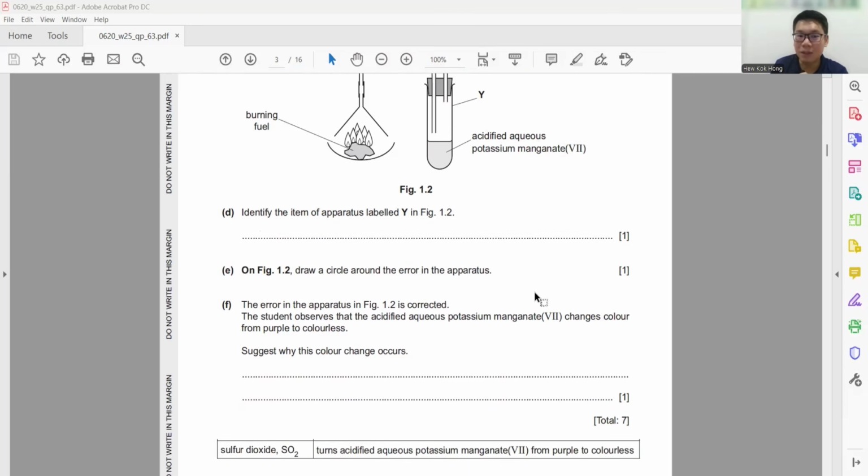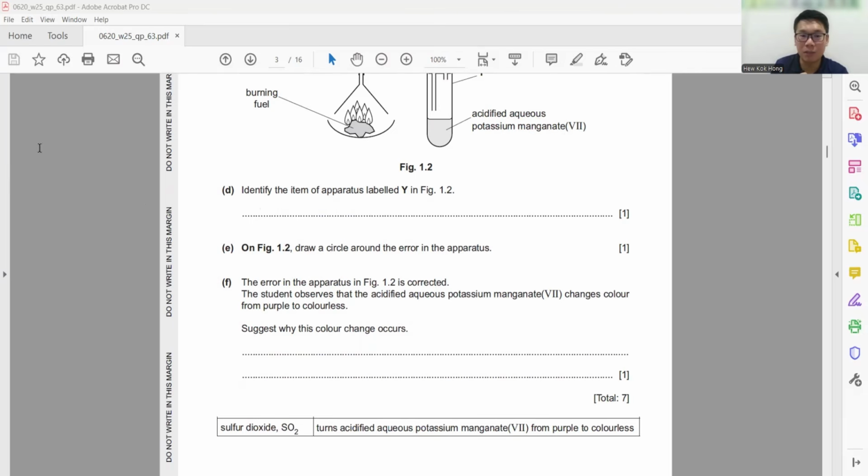The test is given at the back, so I extracted the info. Potassium manganate(VII) changes color from purple to colorless to show the presence of sulfur dioxide. Suggest why the color changed: because of the sulfur dioxide's presence. Because sulfur dioxide is released when they are burning this fuel.